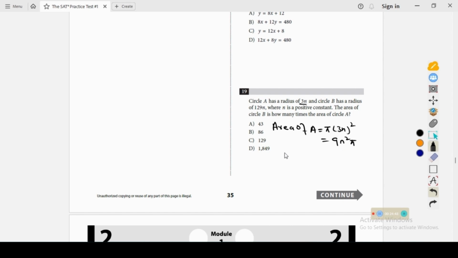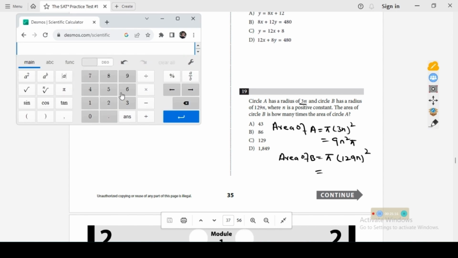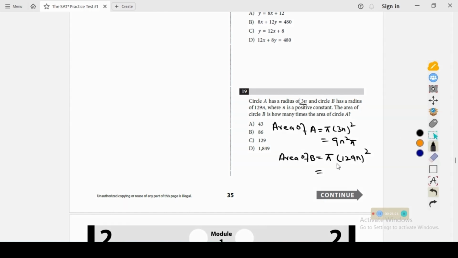And similarly, the area of circle B equals pi times (129n) whole square. So what is the value of 129 squared? 129 multiplied by 129. The answer is 16,641. It will become 16,641 times n square pi.